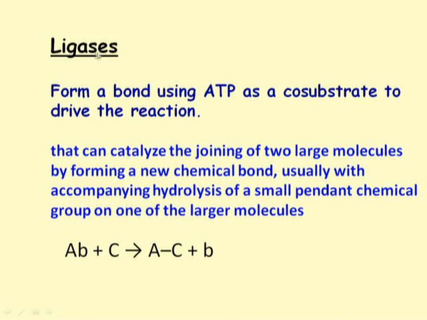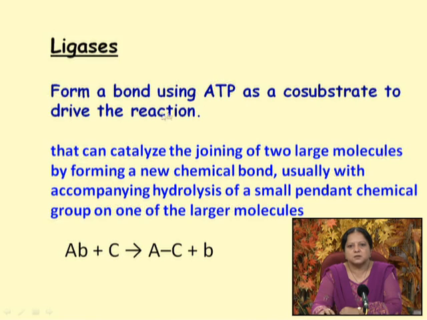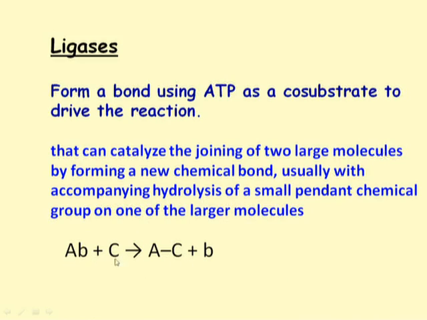The last group of enzymes, ligases, form a bond between reactants, mostly using ATP as a co-substrate to drive the reaction. So they basically can catalyze the joining of two large molecules by forming a new chemical bond, usually with the accompanying hydrolysis of a small pendant chemical group on one of the larger molecules. A stereotype reaction is written here where AB plus C gives rise to AC plus B.